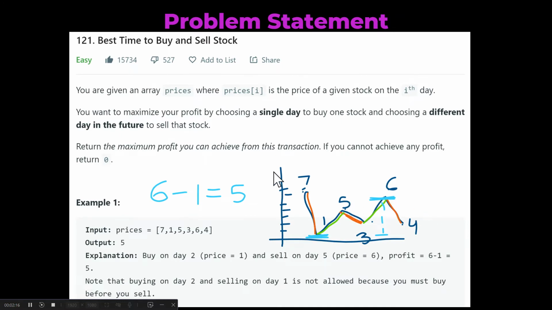So I encourage you to draw the graph and look at it and think about the approach. In this video we are going to use the sliding window approach, so now you can start thinking about how you could potentially use the sliding window to solve this problem.